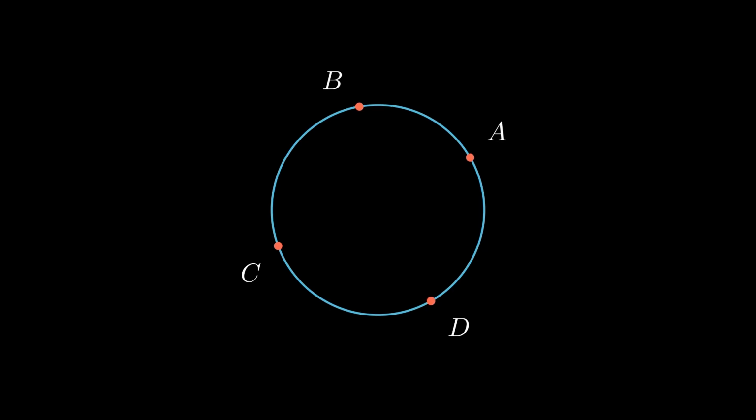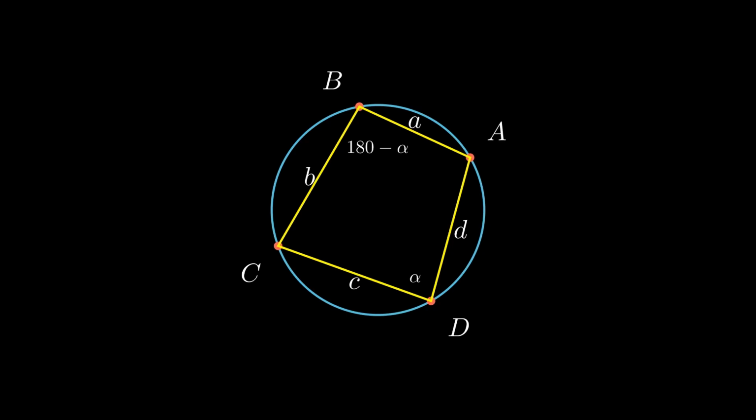Let me show you something interesting. Just follow along. We have a circle and 4 points. If we connect the points like this, we get a cyclic quadrilateral. Let's name the sides from a to d. One property of such a quadrilateral is that the addition of the opposite angles is 180 degrees. So if this is alpha, this angle is 180 degrees minus alpha.